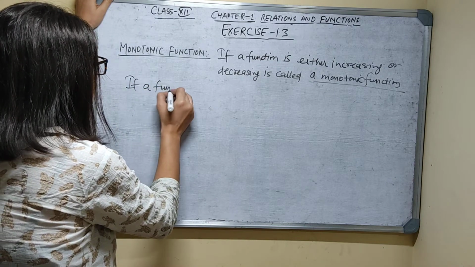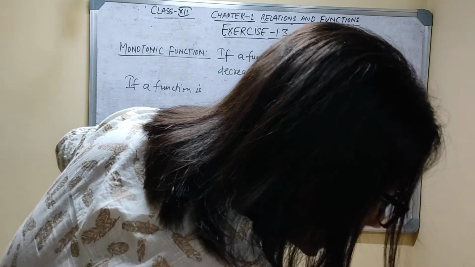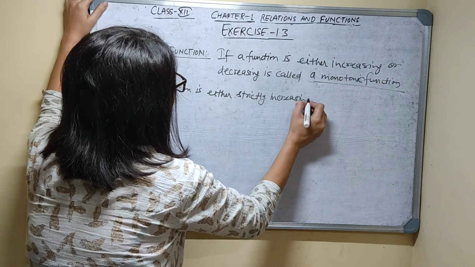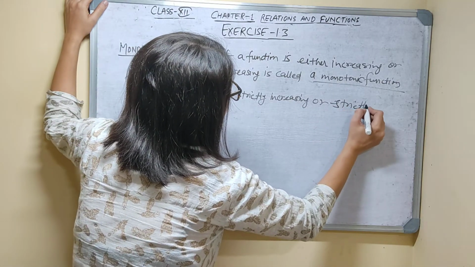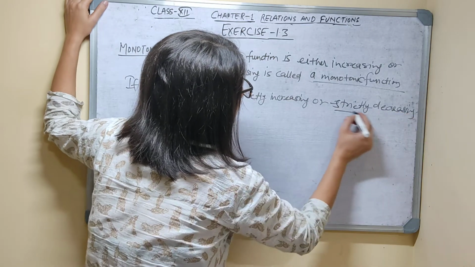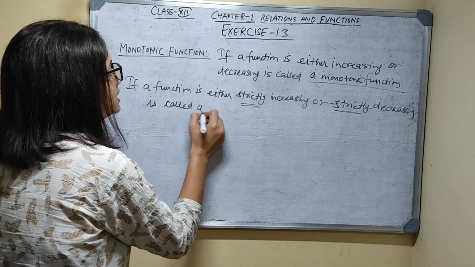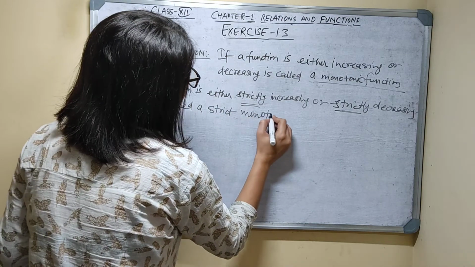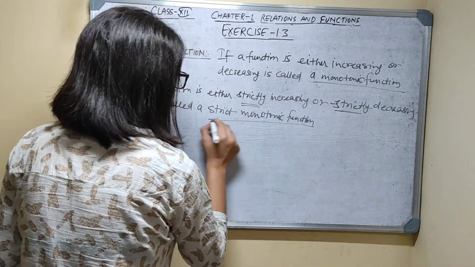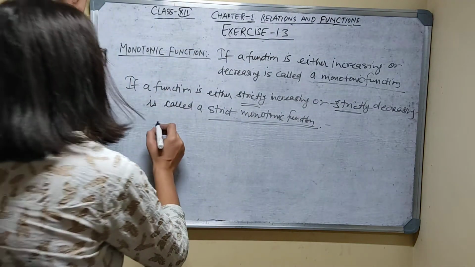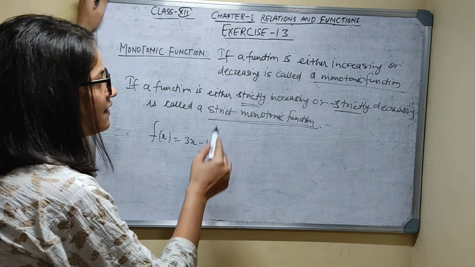And if a function is either strictly increasing or strictly decreasing, here the word is what? Strictly increasing or strictly decreasing, then it is called a strict monotonic function. I will give you one example. f of x is equal to 3x minus 1. f of x is equal to 3x minus 1 is what? Strictly increasing or increasing?